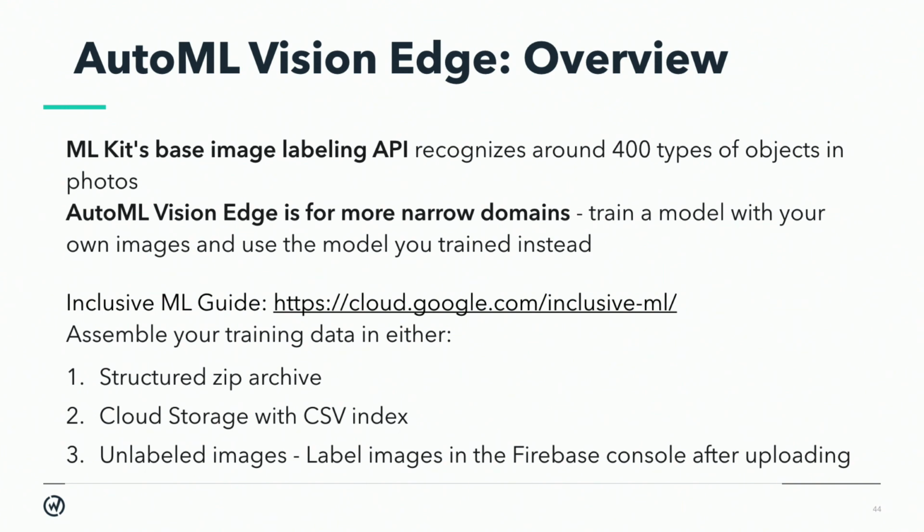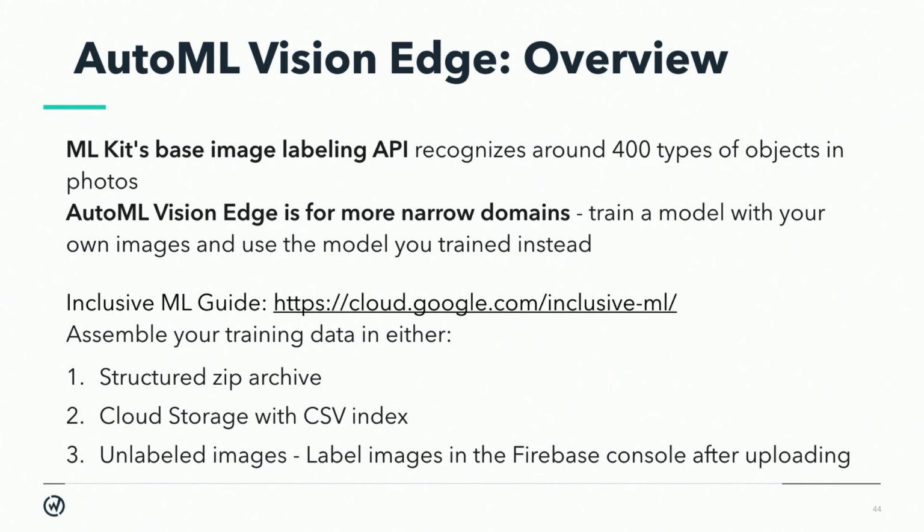So say you want to detect only certain types of plants, right? So you only need to train your model on those specific examples. But MLKit's base image labeling API is not going to know. It's not going to have the labels for those specific types of plants that you want to recognize. And so for those narrow domains and specific use cases, it's better to use AutoML Vision Edge. So it allows you to train the model with your own images.